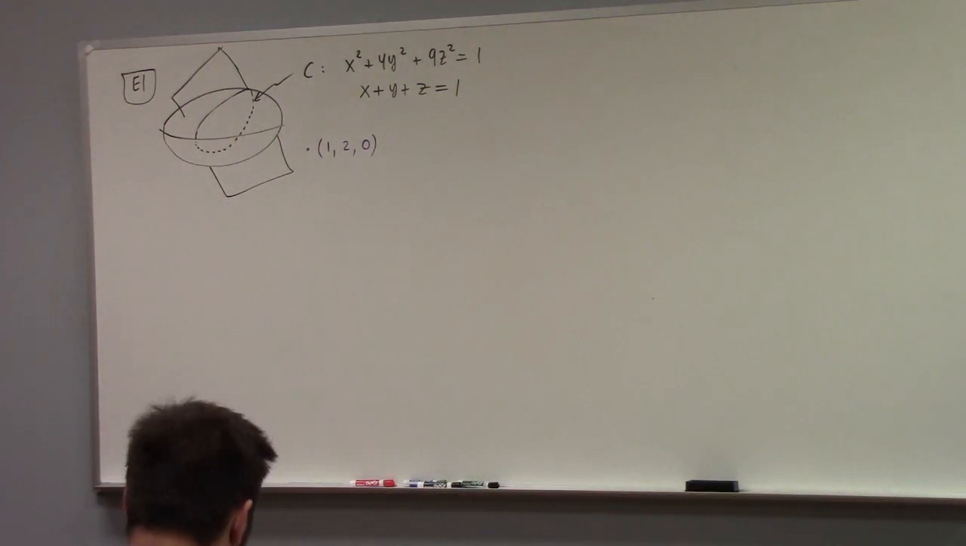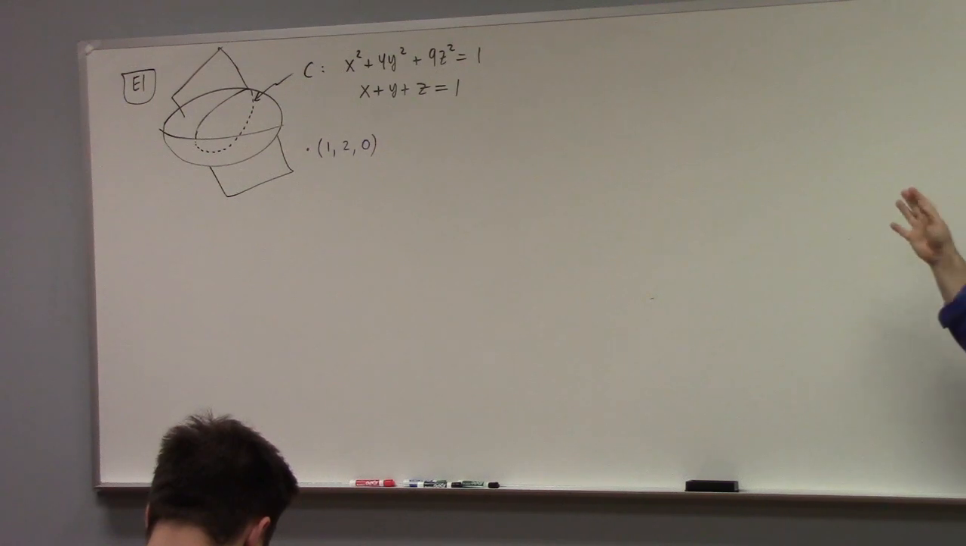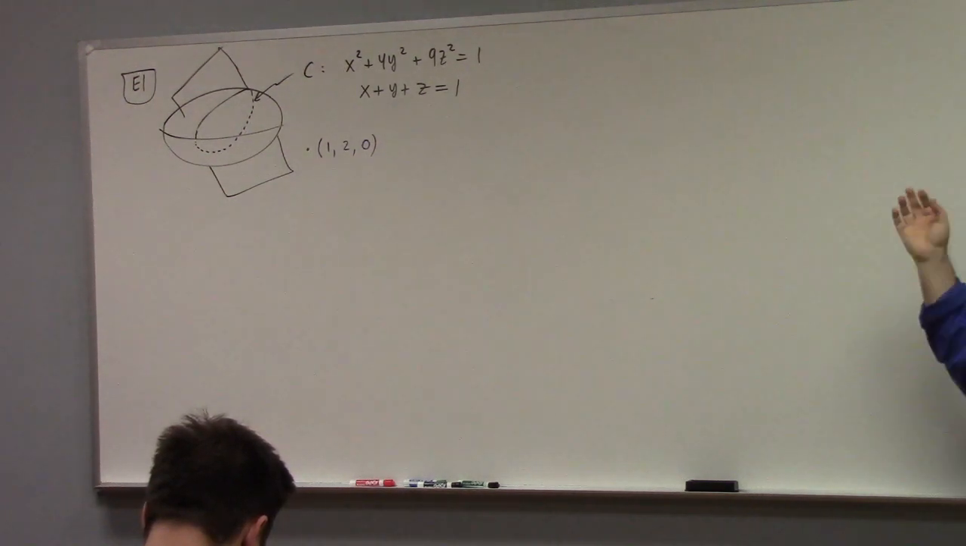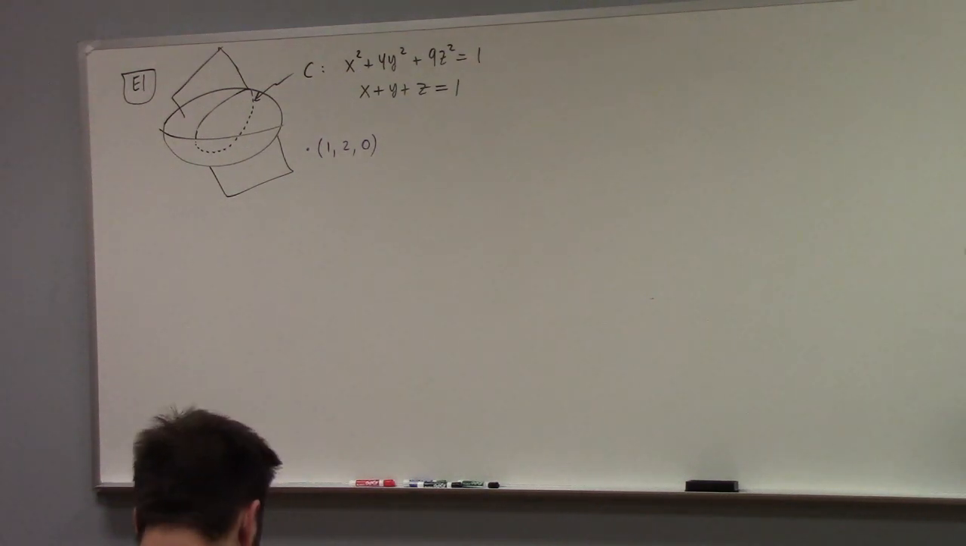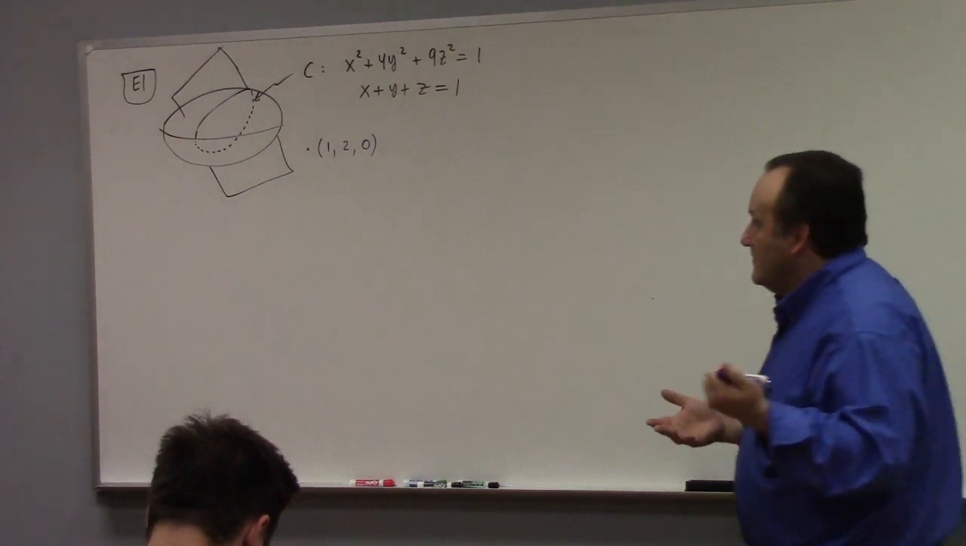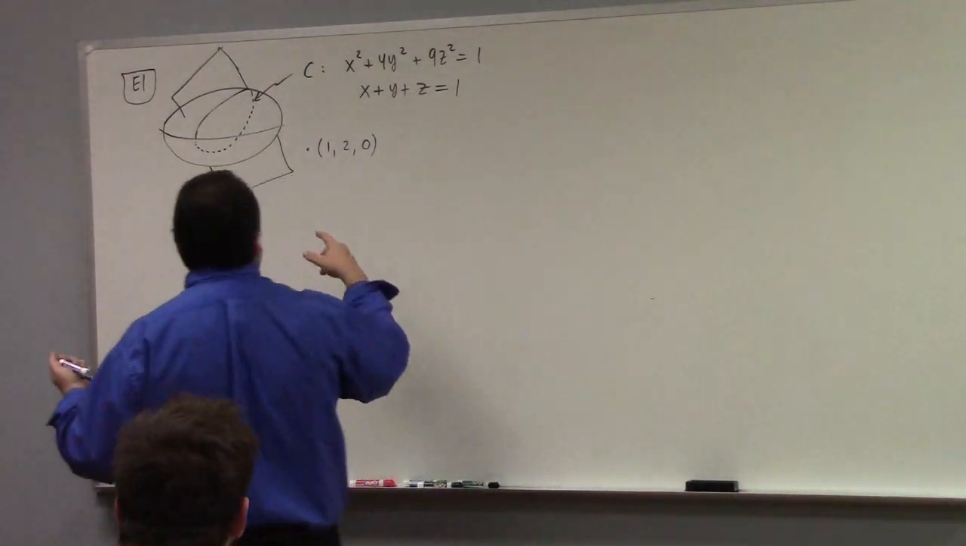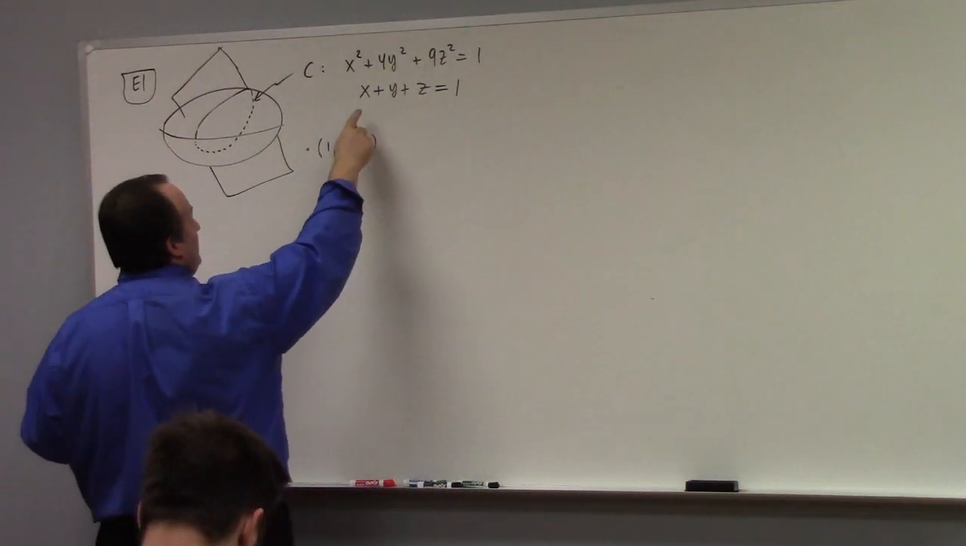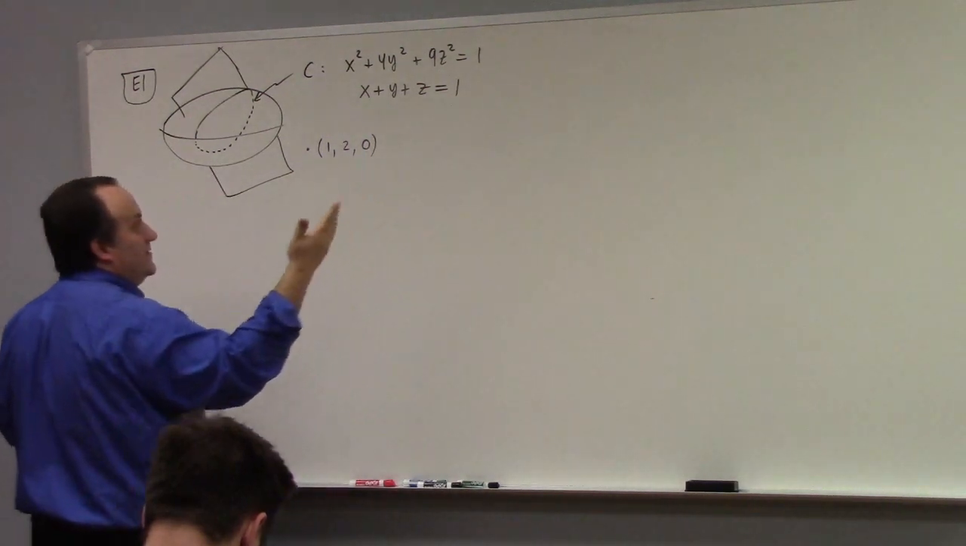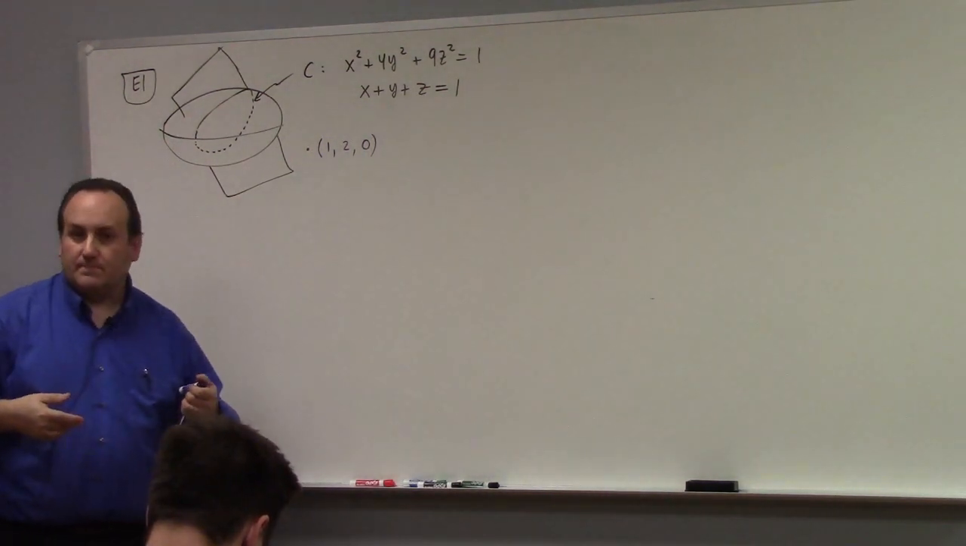First of all, as we should with any question I just made up, we should check. Does the question make sense? Do we even need calculus to solve it? Because if that point 1, 2, 0 is actually on the curve of intersection, well, we're done. So is it on the curve of intersection? Well, 1 plus 2 is 3, so yay, it's not on the curve of intersection.